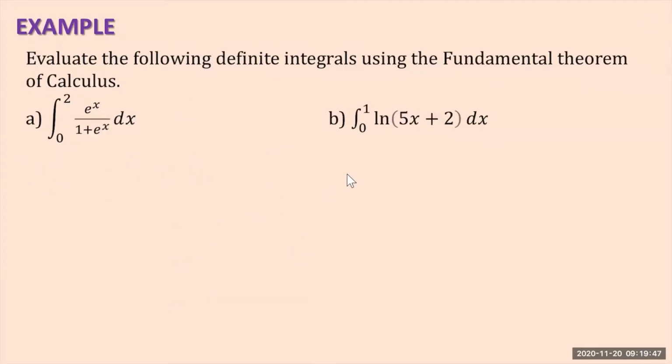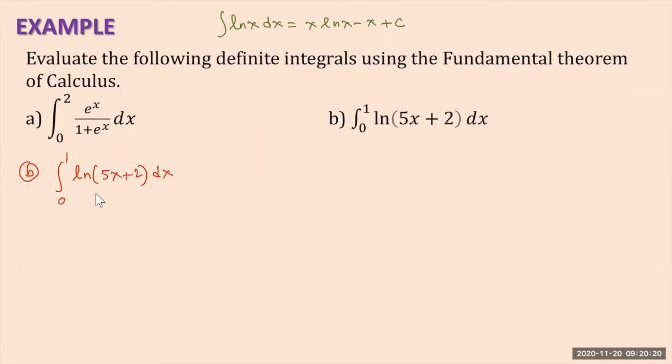Now let's work on part B. In part B, we have a definite integral from 0 through 1 of natural log of 5x plus 2 dx. When you look at this problem, it is very similar to the integration of natural log x with respect to x, and the formula for that is x log x minus x plus c. Here, the only difference is that the argument of the log is a linear function, 5x plus 2.